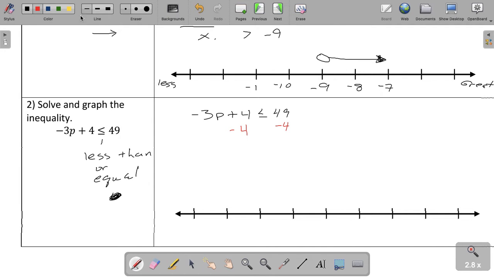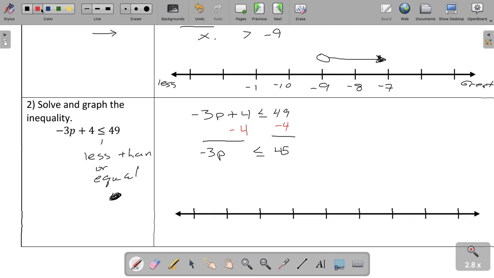For some reason, my marker is not working very well here. So I'm left with negative 3p plus 4 minus 4 is 0. I can leave that blank. That's less than or equal to 45. 49 minus 4 is 45.